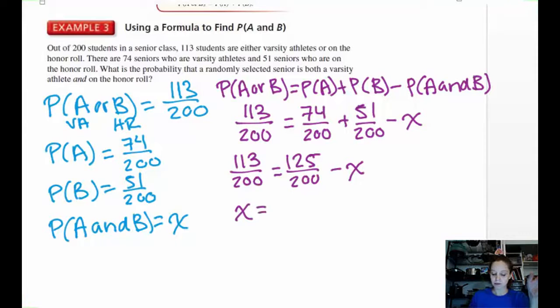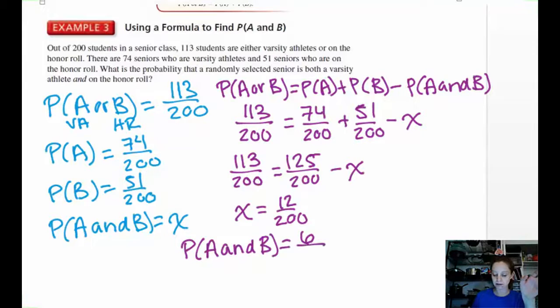X equals 12 out of 200. So we have the probability of A and B equals 6 out of 100. I can go lower, 3 out of 50, which equals 0.06, which equals 6%.